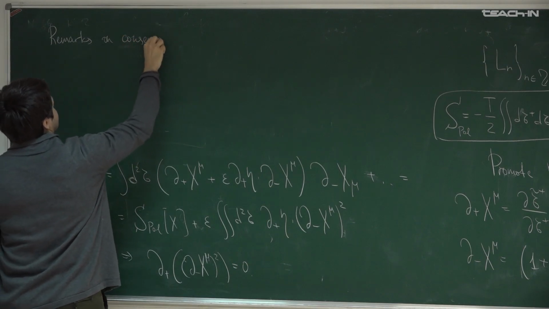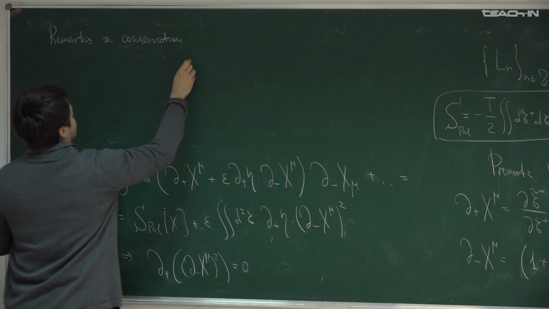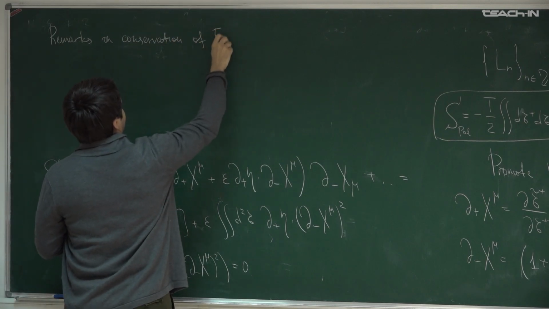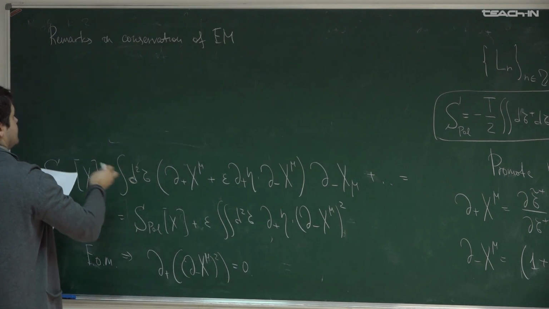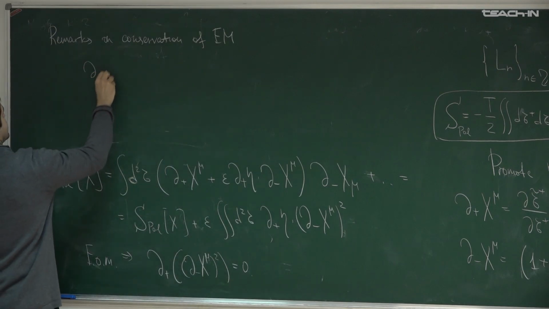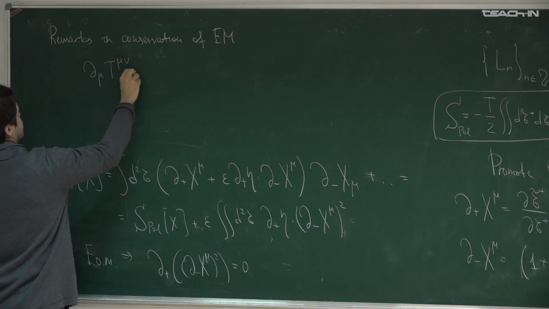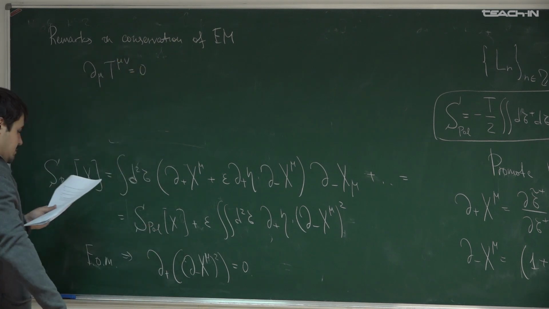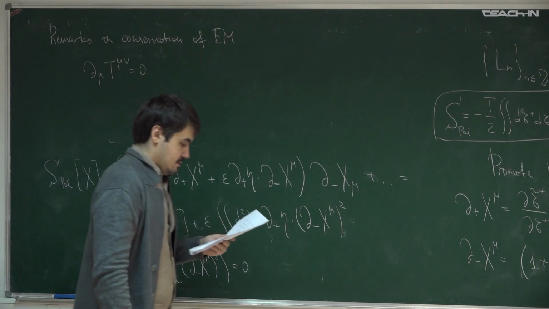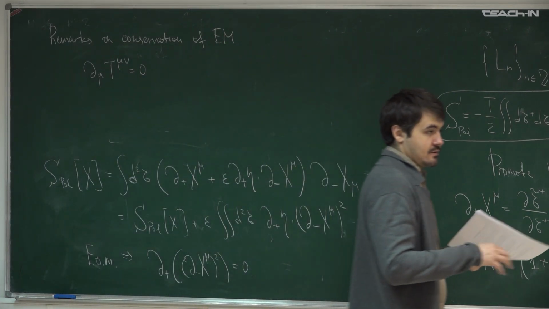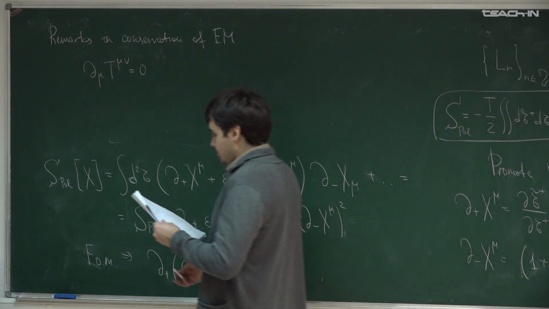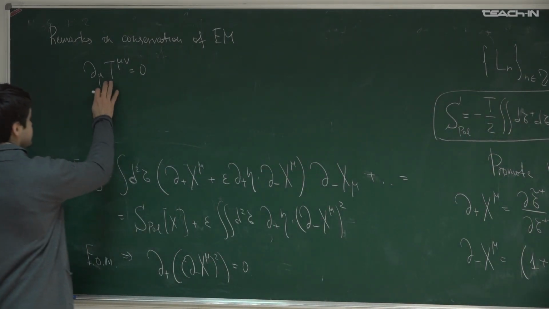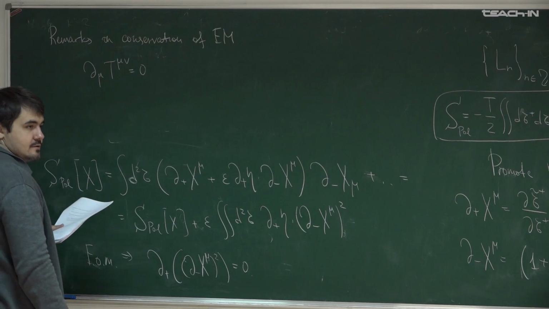Conservation of the energy momentum tensor. This standard conservation equation has the form that d mu T mu nu is 0. So from this we can derive a number of conservation laws usually. How do we do that? Well, we can contract T mu nu with various vectors.